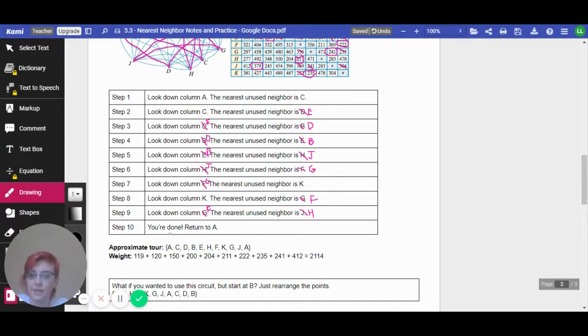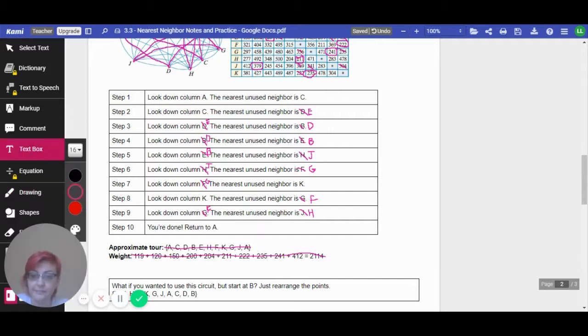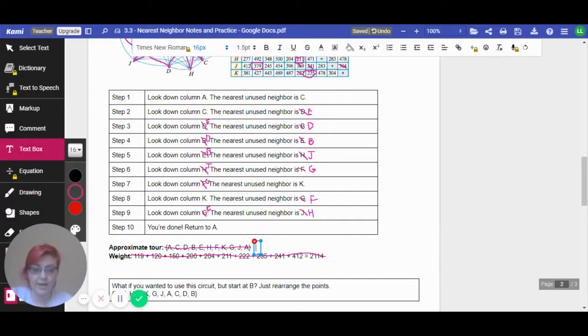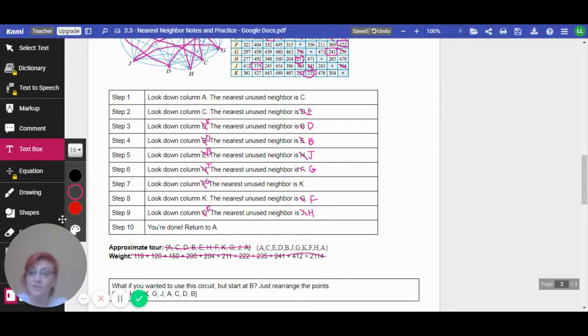So that is going to alter what we have down here. Instead of that being our approximate tour and our weight, let's see. Our tour now is A, C, E, D, B, J, G, K, F, H, and then back to A. And let's double check. That's 1, 2, 3, 4, 5, 6, 7, 8, 9, 10 vertices, and then back to where we started.